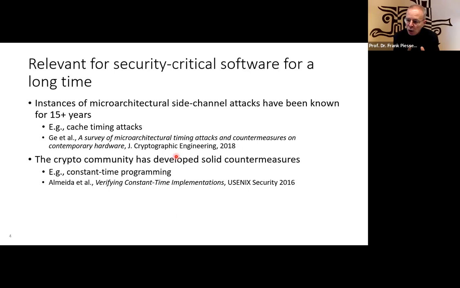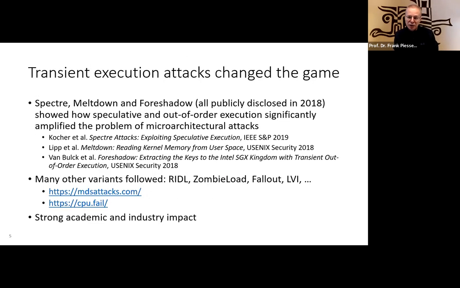So this was a well understood problem up until about 5 years ago, and then 5 years ago, transient execution attacks, the attacks that I want to talk about in this seminar, came on the scene, and they kind of changed the game very significantly. Attacks like Spectre, Meltdown, and Foreshadow, these were the three first, all publicly disclosed about 5 years ago. They showed how a particular processor feature, speculative and out-of-order execution, significantly amplifies this problem of microarchitectural attacks. And you see the papers on these attacks.